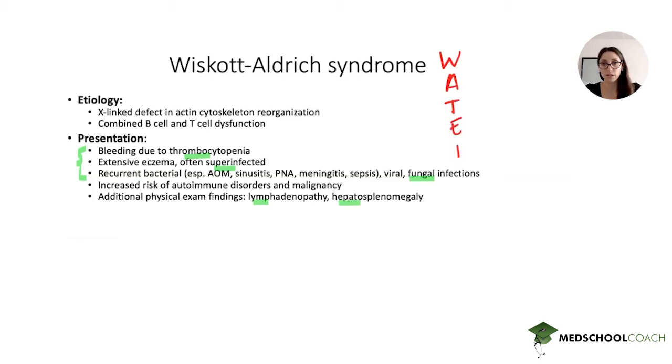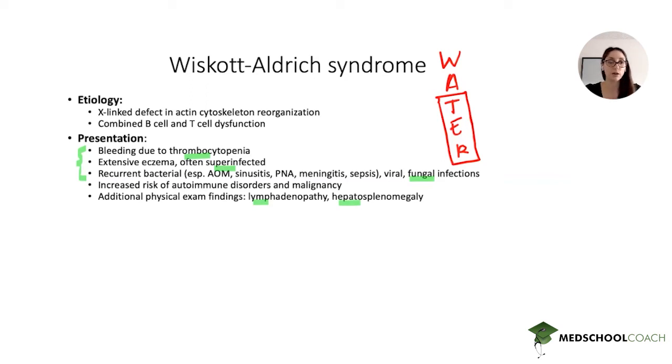So the W and the A stand for Wiskott-Aldrich. The T stands for thrombocytopenia. The E stands for eczema, and the R stands for recurrent infections. And so really these are the three main defining features of Wiskott-Aldrich. And if you see the constellation of these three findings, that's sufficient to identify Wiskott-Aldrich as the correct diagnosis. So thrombocytopenia and bleeding, eczema, and recurrent infections that are viral, bacterial, and fungal.